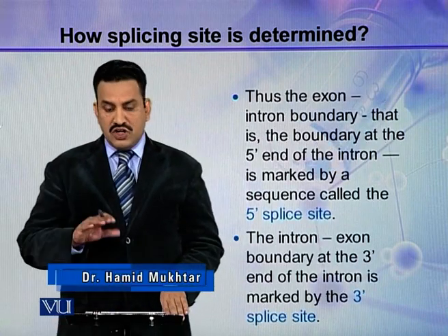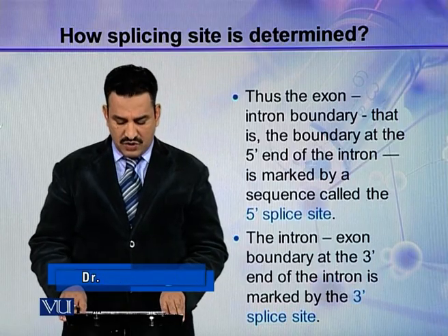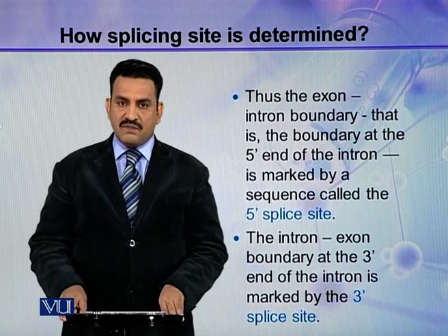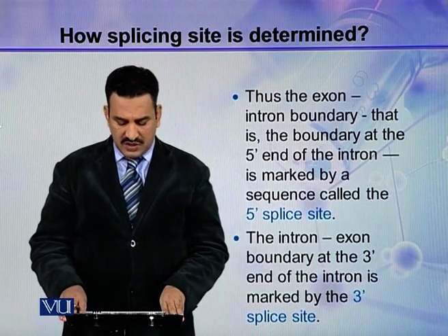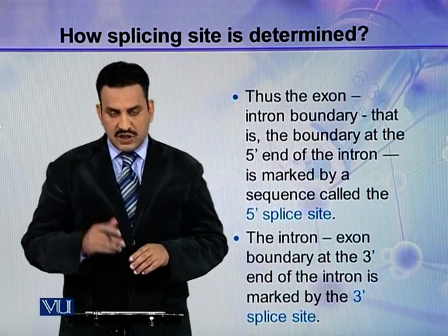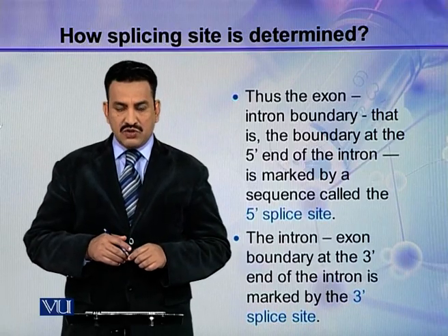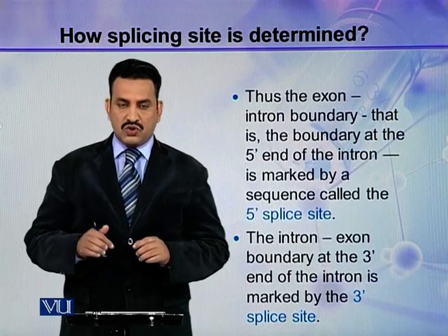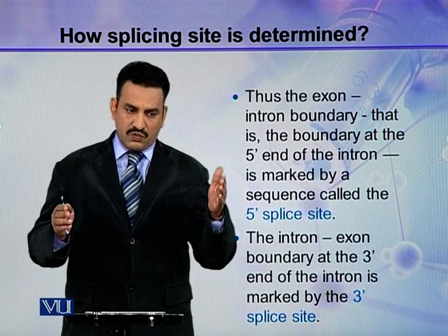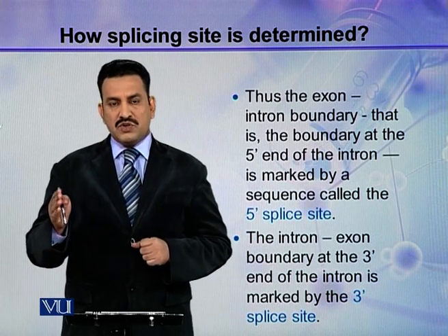Thus, the exon-intron boundary, that is the boundary at the 5' end of the intron, is marked by a sequence called the 5' splice sequence or splice site. The intron-exon boundary at the 3' end of the intron is marked by the 3' splice site. So there are two types of splice sites. One is 5' splice site and the other one is 3' splice site.